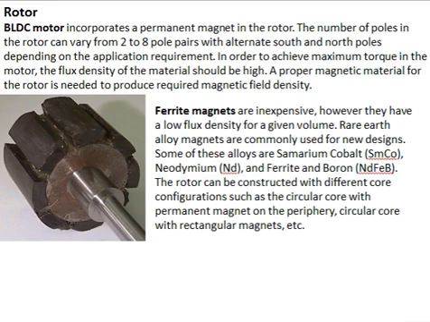Ferrite magnets are inexpensive, however they have a low flux density for a given volume. Rare earth alloy magnets are commonly used for new designs. Some of these alloys are samarium cobalt, SmCo, neodymium, Nd, and ferrite and boron, NdFeB. The rotor can be constructed with different core configurations such as the circular core with permanent magnet on the periphery, circular core with rectangular magnets, etc.